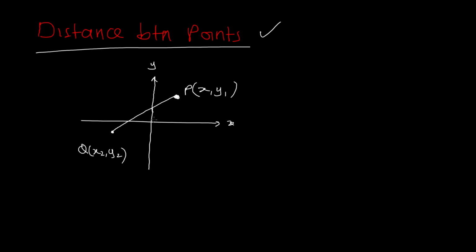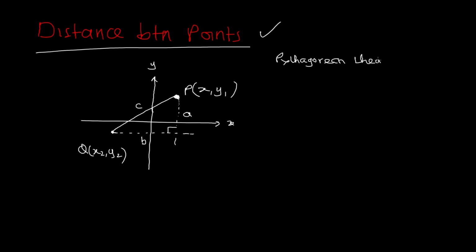Now, to calculate this distance, I have to consider two things. So there are two straight lines here. There's one line which is going like that, and another line which is going like this. These form a right angle. And so if this was A, and this was B, and this was C, remember the Pythagoras theorem. This is what we go back to.